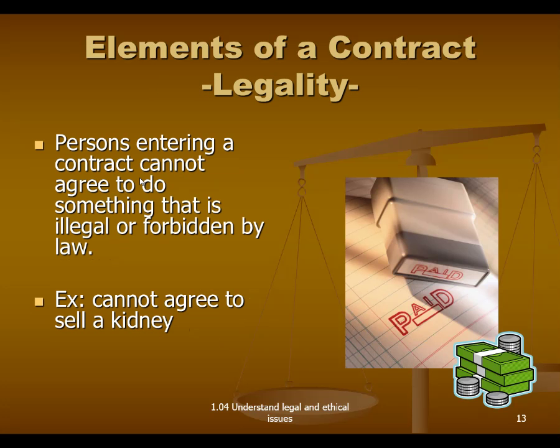A person entering into a contract cannot agree to do something that is illegal or forbidden by law. So contracts must be legal. I can't agree to sell you my kidney. I can't agree to sell you a part of my liver. I can donate it to you. I can give it to you, but I can't ask you to pay for it because that's not legal. It's not legal to go into a contract to sell a baby, but it's okay to adopt a baby.